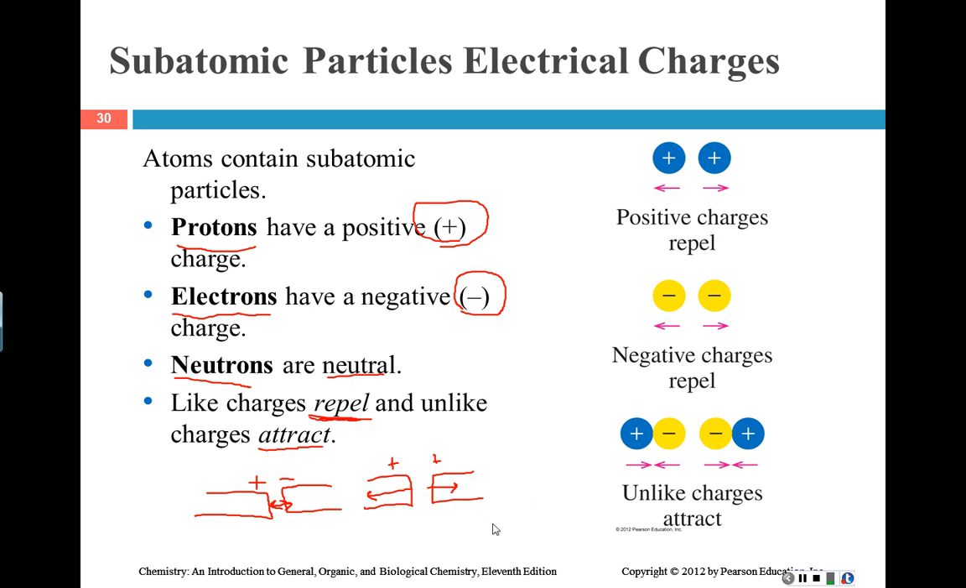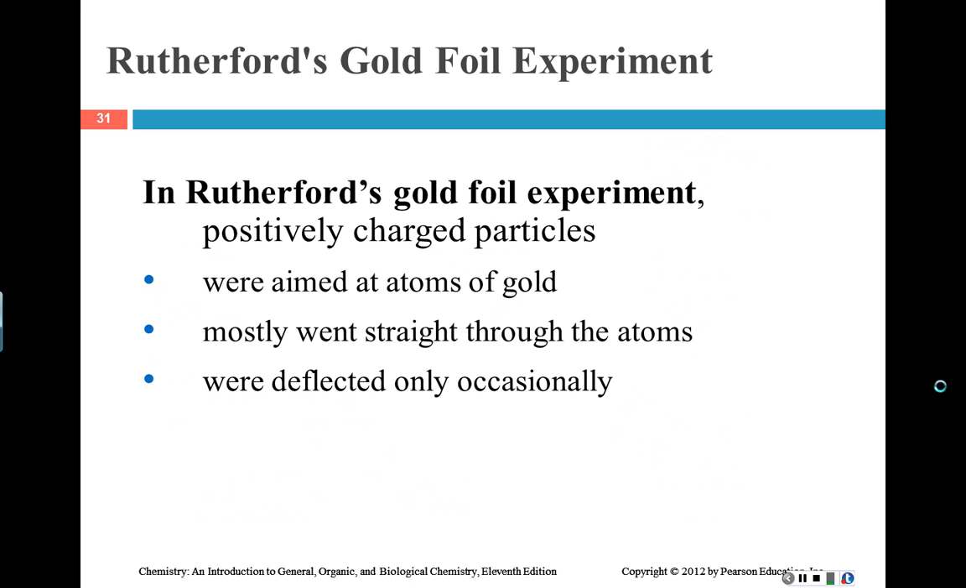And so it's the same thing with protons and electrons. If you have two protons, they will repel each other. If you have two electrons, they will repel each other. But if you have a proton and an electron, they will be attracted to each other. Opposites do attract.